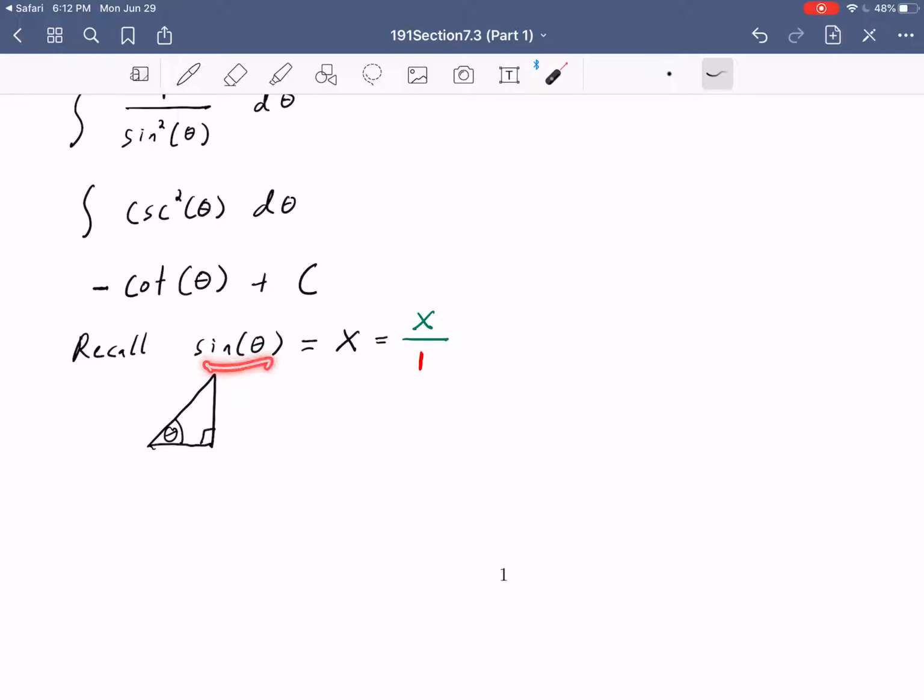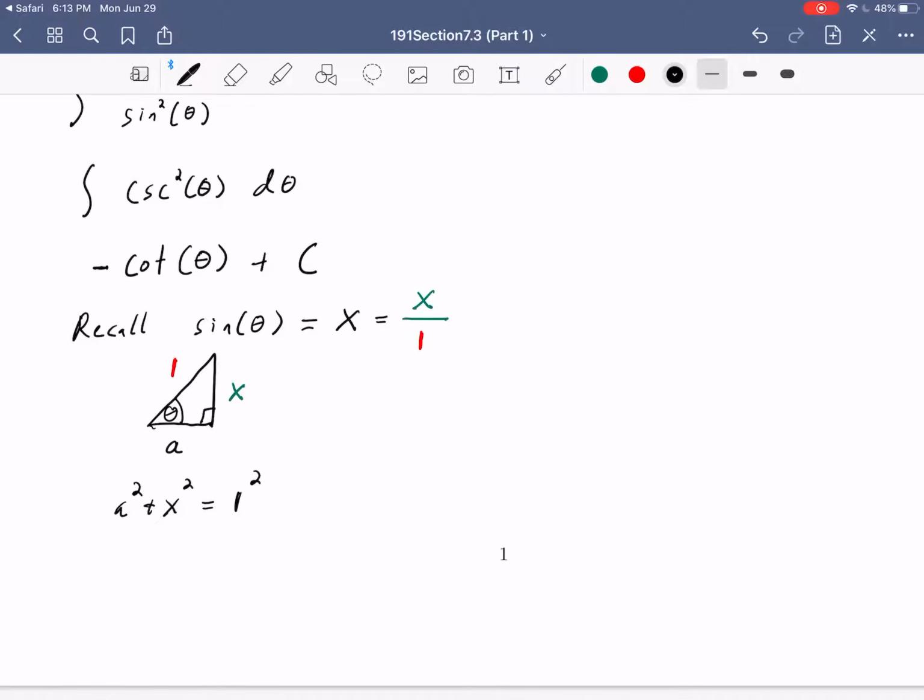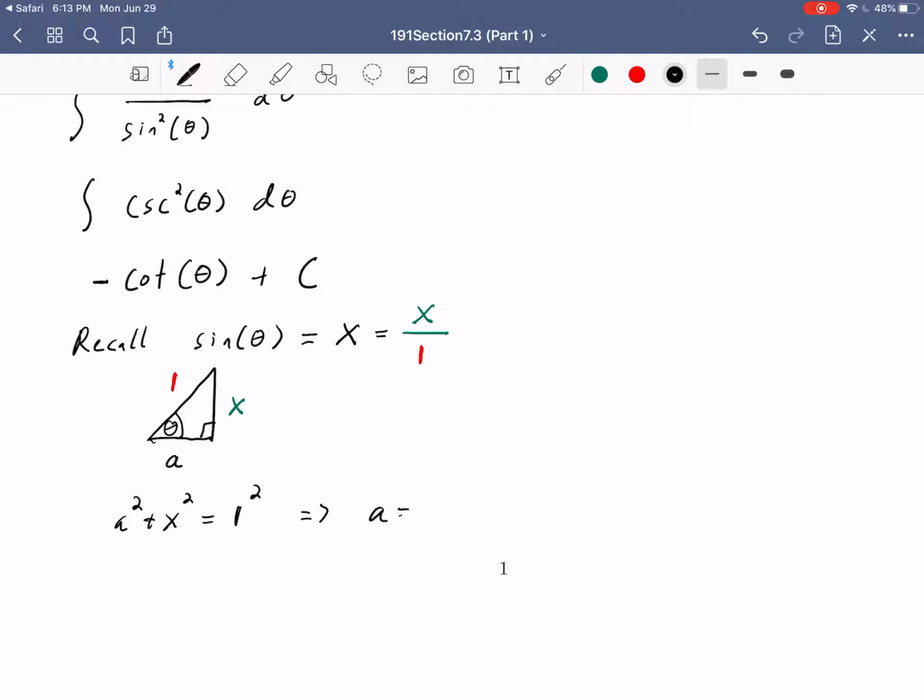Okay, so if sine is your opposite over your hypotenuse, then that must mean that we can have our opposite be x and our hypotenuse be 1. Well, as you guys know, there's a Pythagorean theorem that says if you know two sides of a right triangle, you can figure out the other one. So this missing side here, which we would call the adjacent, so a, we know that a squared plus x squared is supposed to be 1 squared. That's the Pythagorean theorem. And that would tell us that a is supposed to be the square root of 1 minus x squared.